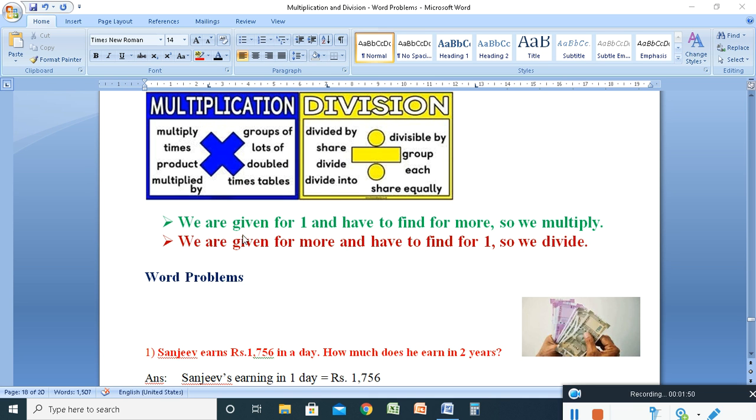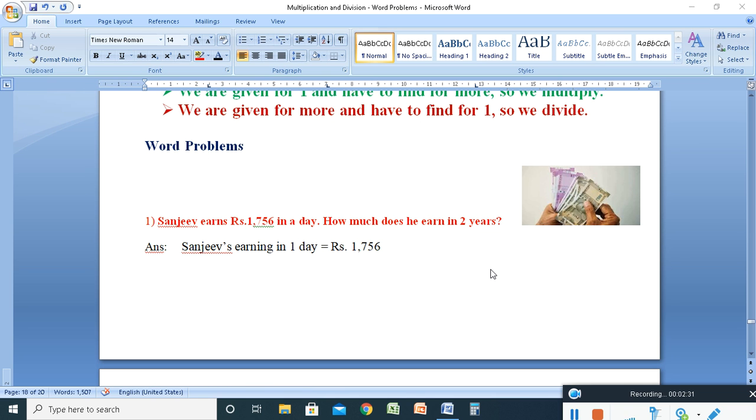And one more thing, if they give the value for one and ask for more, for example, if they give the price of one thing and ask the price of more, you have to multiply it. If they give the value for more and you want to find the value for one, you have to divide. So if they give one value and ask to find more, you have to go for multiplication. If they give the price of five things and ask the price of one thing, you have to divide it. Okay, now see the sums.